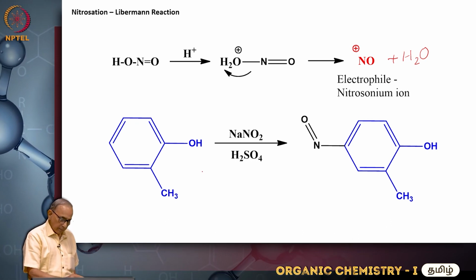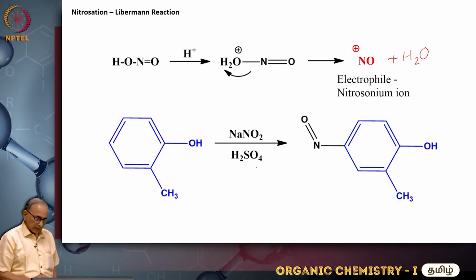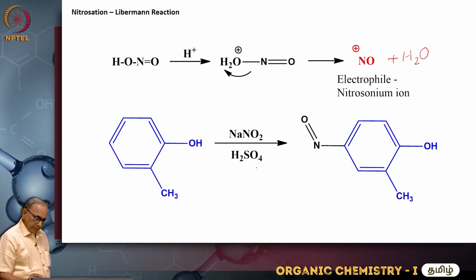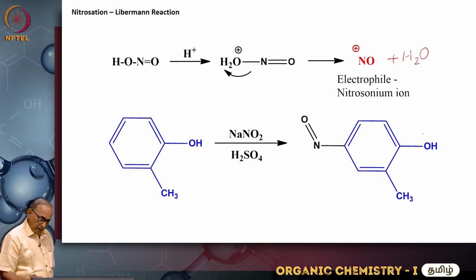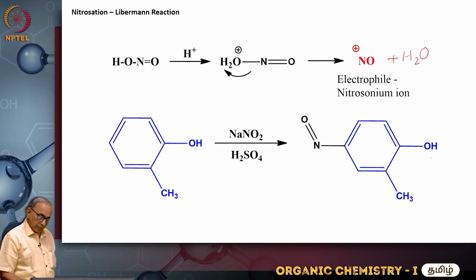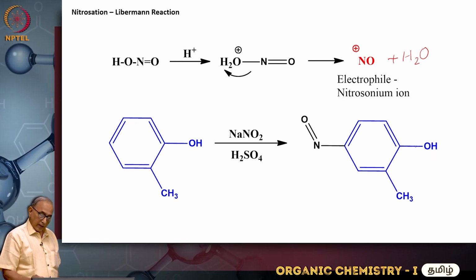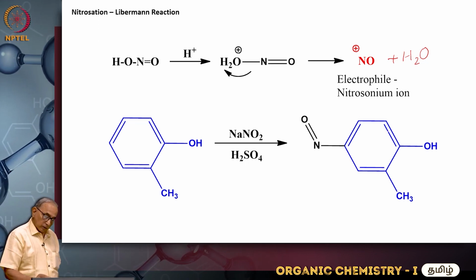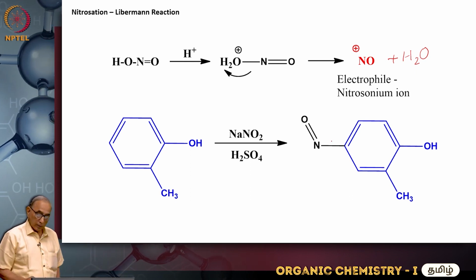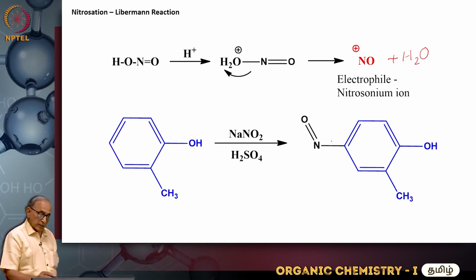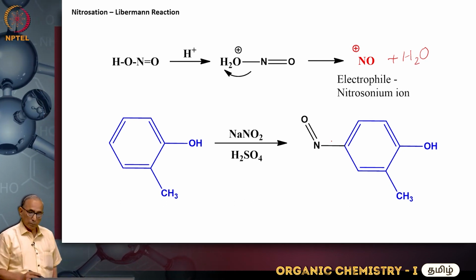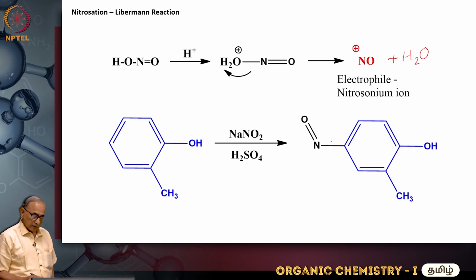Suppose you react this metacresol with sodium nitrite and sulfuric acid at about 0 to 10 degrees. You get this NO plus, and it attaches para to the hydroxy group. The methyl group is electron donating, but the hydroxyl group is much more electron donating. From it, a lot of electrons flow into the whole ring, especially the ortho and para positions. Since the methyl is at the ortho position, the nitroso group attaches at the para position. Therefore this is a nitrosation reaction. It's also called the Liebermann reaction, named after the scientist Liebermann who discovered this reaction.